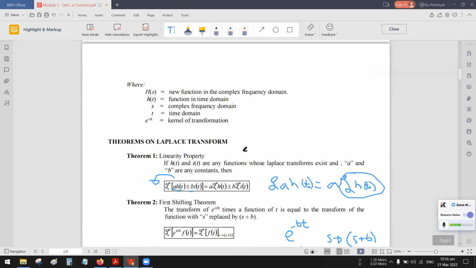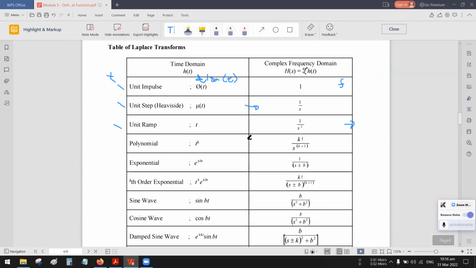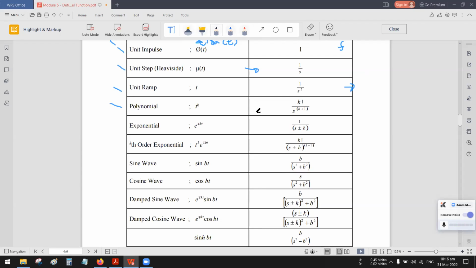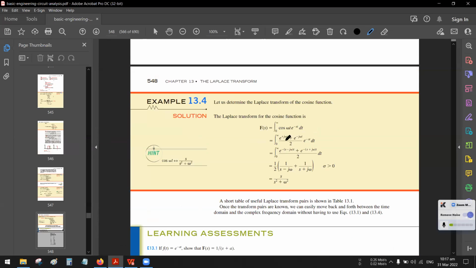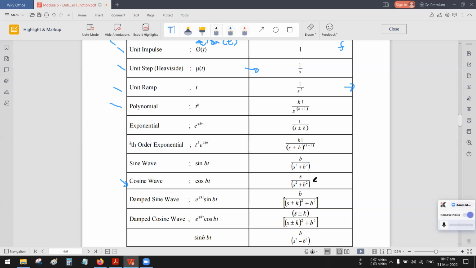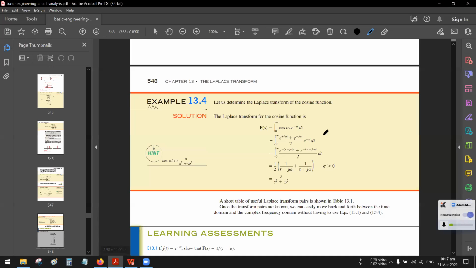So let's try other forms. So for the polynomials, ayan. I think sa cosine, no, meron tayong example for the cosine. Ito. So circuits 1 din to. Tingnan natin. This is, ito siya. Ayan. Instead of the b, this is the omega unit. Ayan. S over s squared plus b squared. So paano ito nakuha? So, ito yung explanation niya.